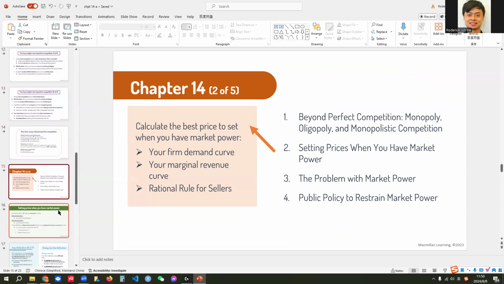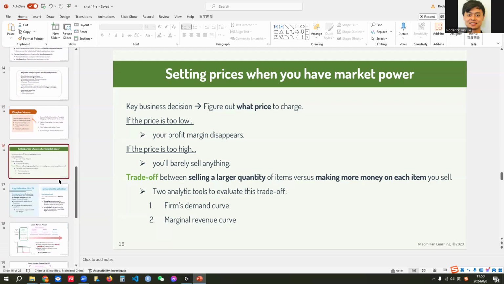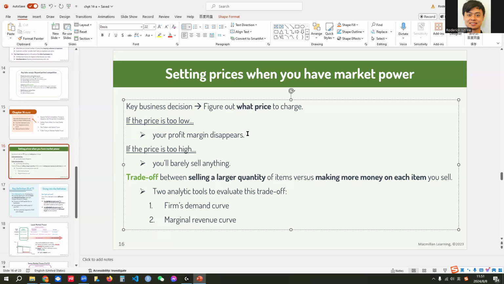Now let's move on to the second part. Then how do we set the price for the firm? So here is the thing. If the price is too low, your profit margin disappears. If the price is too high, you risk losing your consumers, you risk losing your sales. So we have to maintain a trade-off. We have to achieve a trade-off between selling a large quantity of items versus making more money on each item you sell. So there are two things to help evaluate this trade-off.